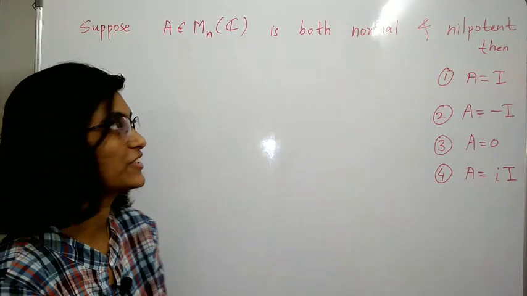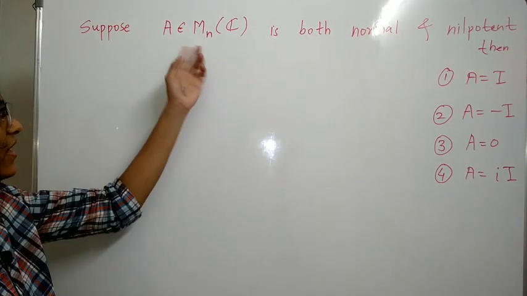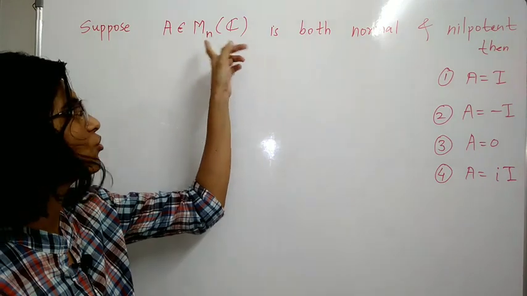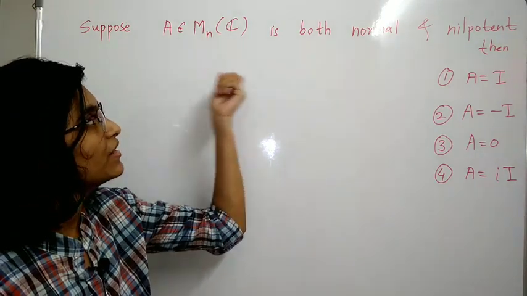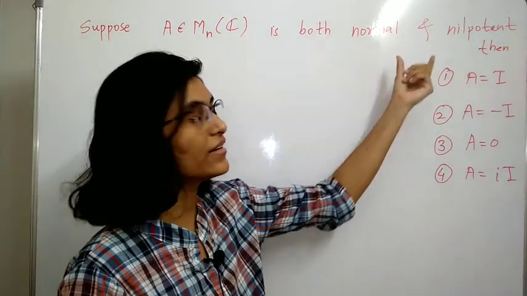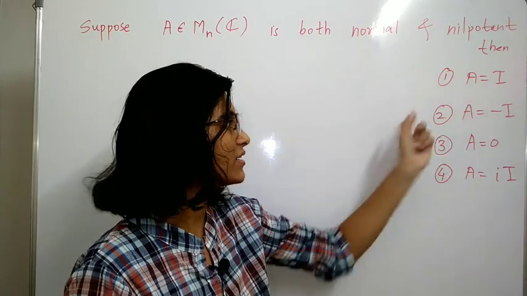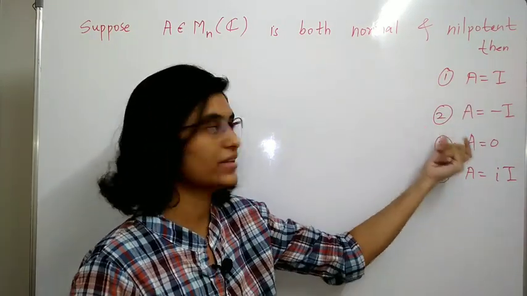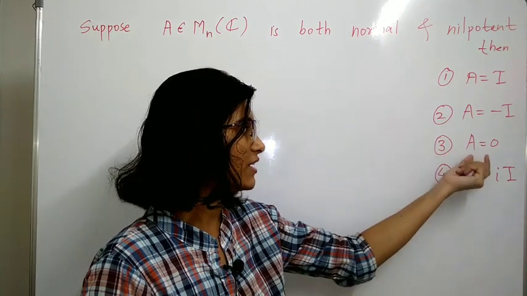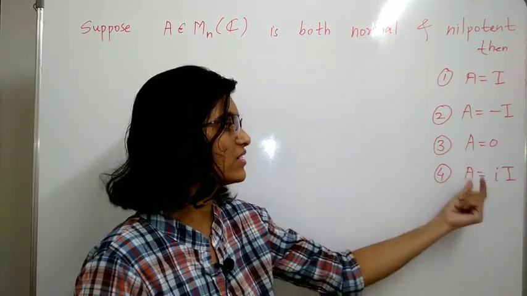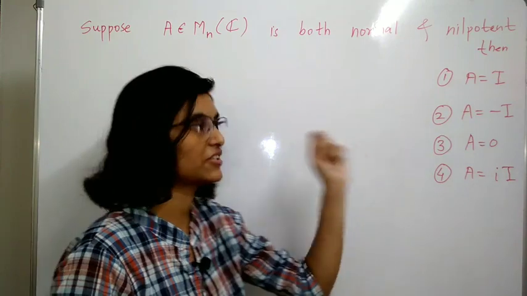Let us solve the next question. Suppose A is an n by n matrix over complex numbers, which is both normal and nilpotent. Then the first option is A is equal to identity, the second is A is equal to minus of identity, the third is A is equal to 0, and the last is A is equal to i times the identity matrix.